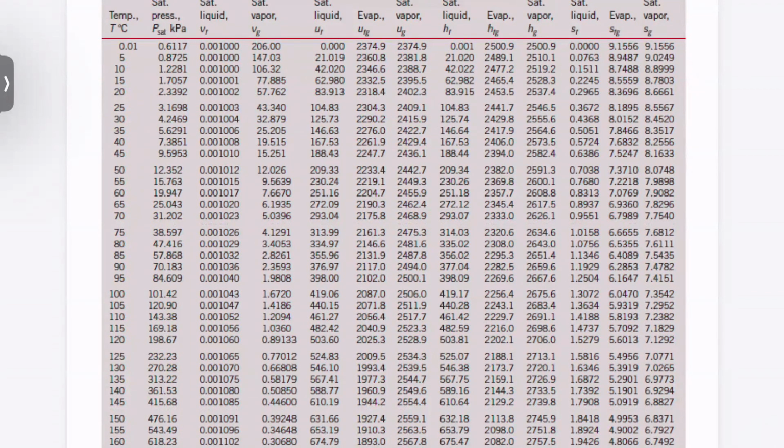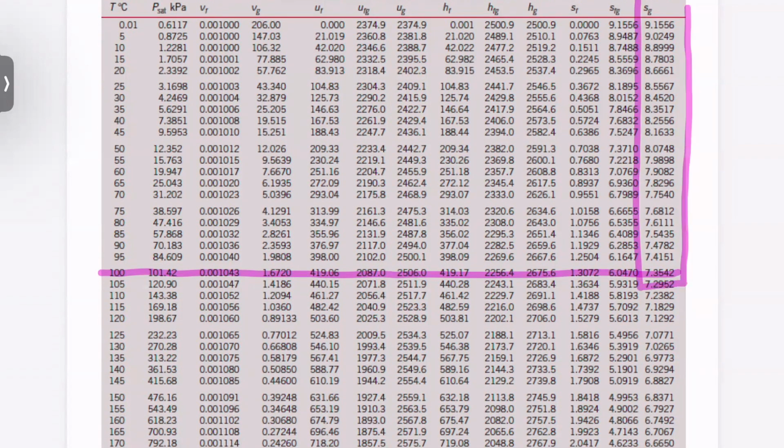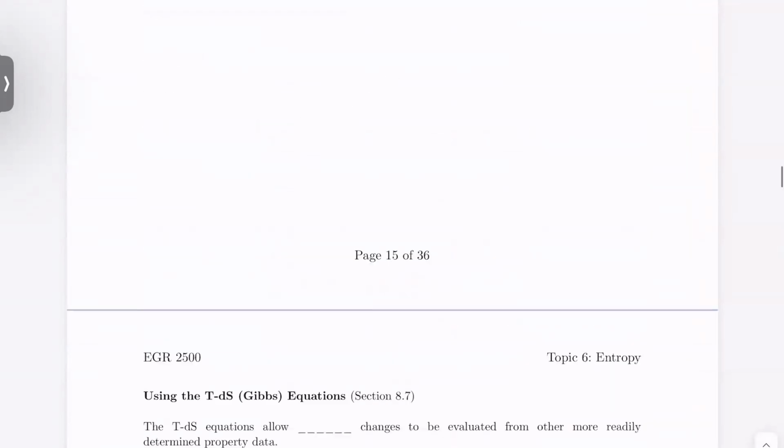We're going to go to the temperature table for saturated water, and our exit temperature is 100. So we're going to look at this line, and we want our saturated vapor values. We're looking here and here. So we're going to use 7.3542 for entropy and 2675.6 for enthalpy. All right, so let's write that down.